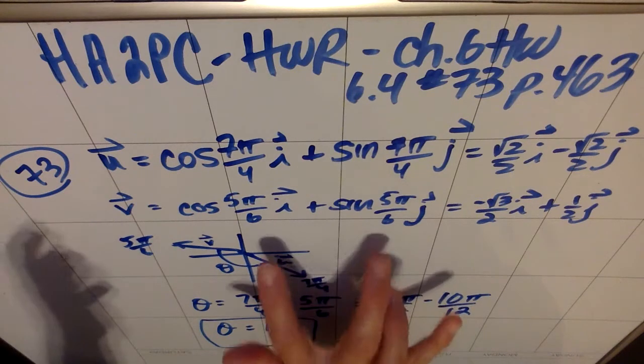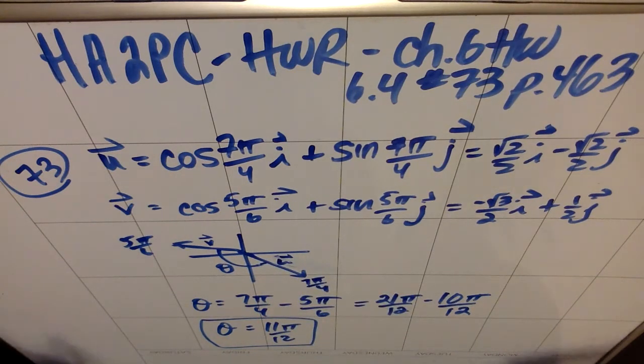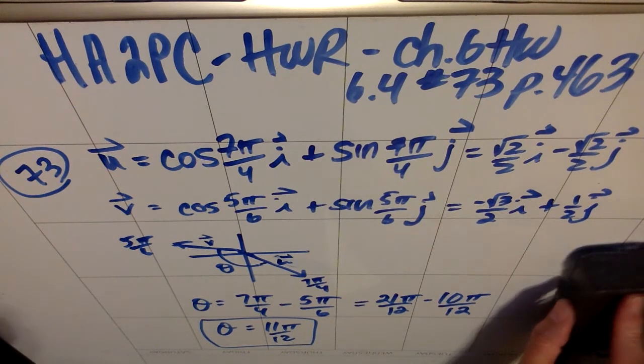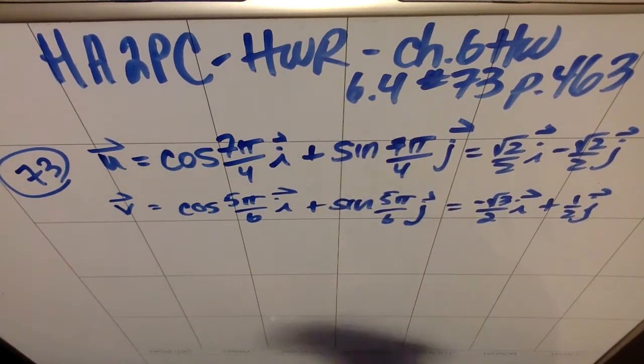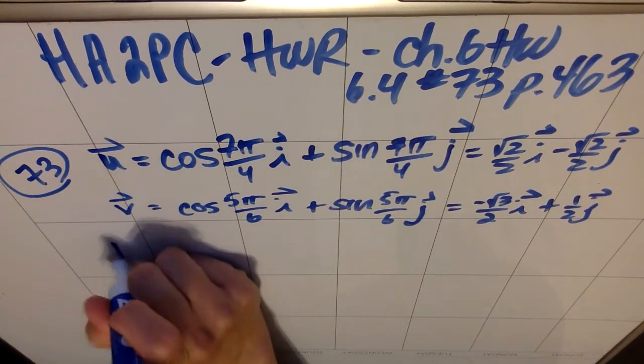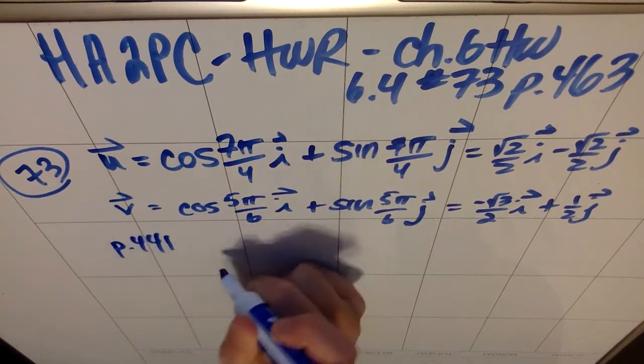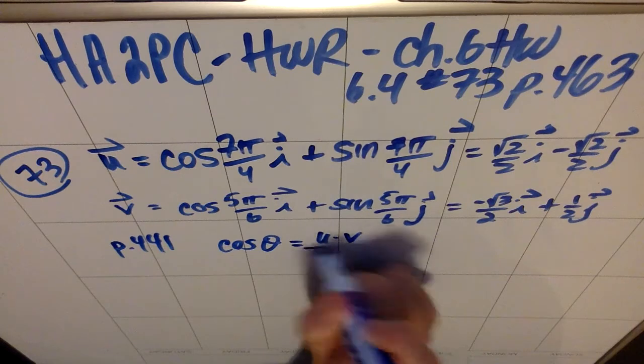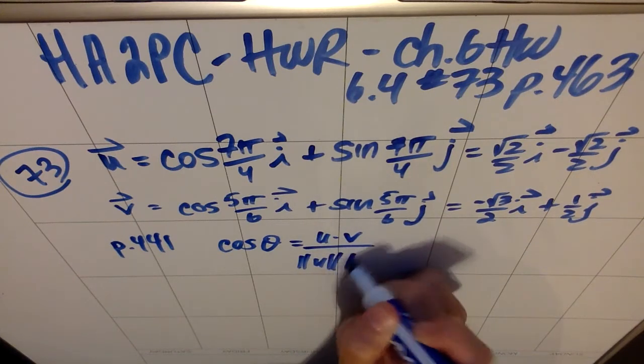because in this format, you're actually given the vectors. Now, I'm going to walk you through the other way just so you see it, but it's definitely worse. So remember, our final answer ends up being 11 pi over 12. Let me walk you through the other way of doing this. The other way is using the formula on page 441 that tells you that the angle between two vectors, which we'll call theta, is u dot v over the magnitude of u times the magnitude of v.